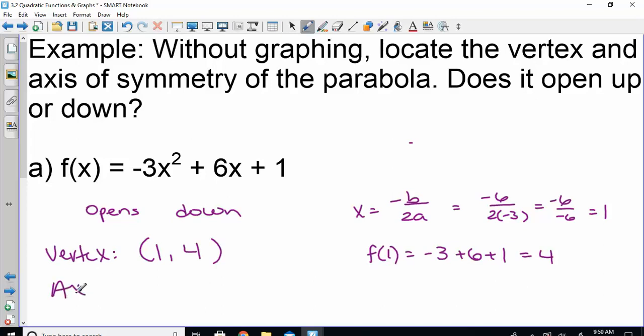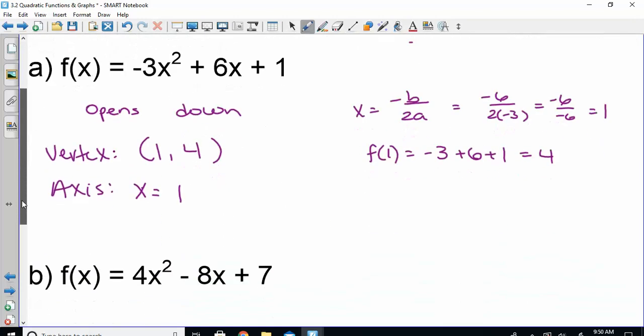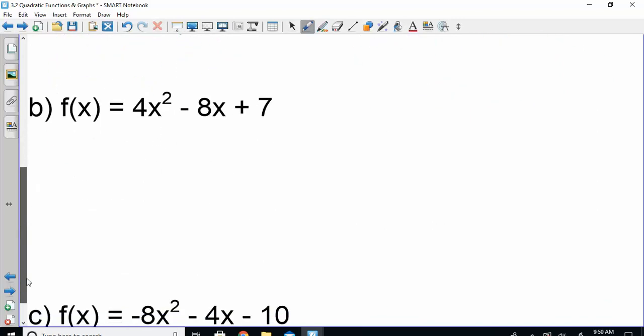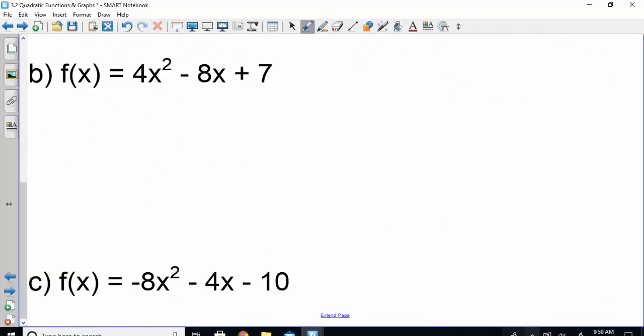Then what's the axis of symmetry? Change all the x's to zeros. That's the y-intercept. Oh. So 1. Remember, it's the vertical line that goes through the vertex, so you always have to write it as x equals, and it's just your x value, x equals 1. Okay, take a second and do B and C for me.